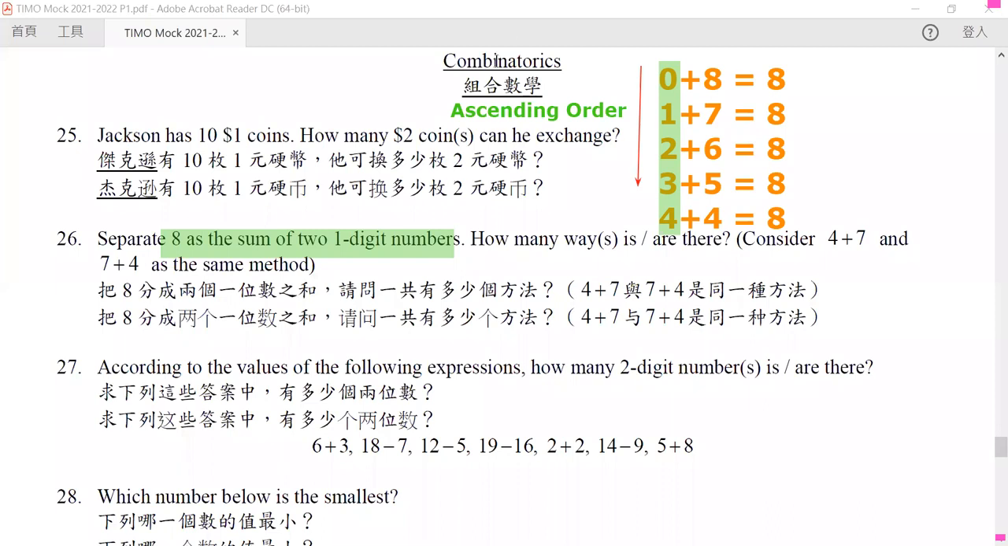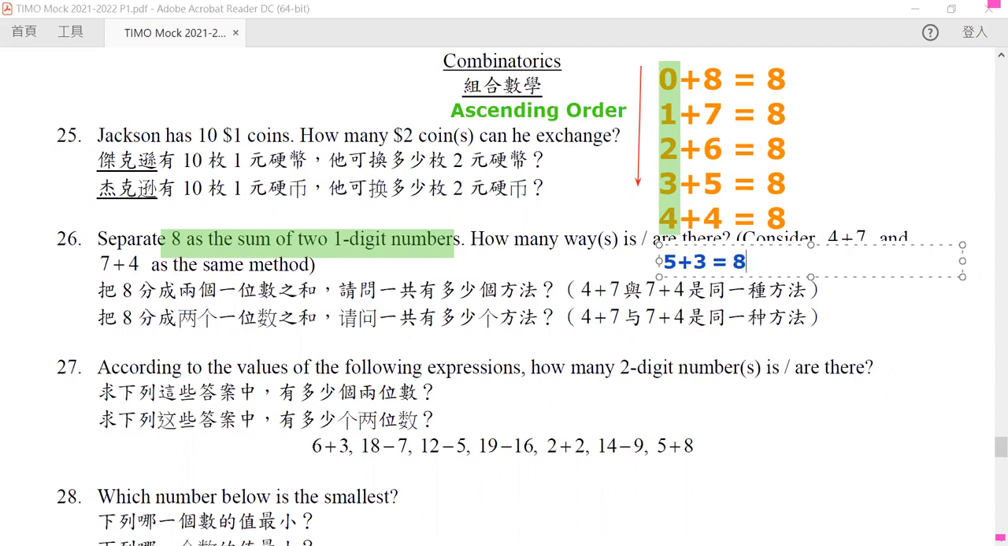Okay, so in here we will start from the smallest one-digit number, which is 0. So it will be 0 plus 8, and then 1 plus 7, 2 plus 6, 3 plus 5, 4 plus 4. Now the next one, following the pattern here, should be 5 plus 3.